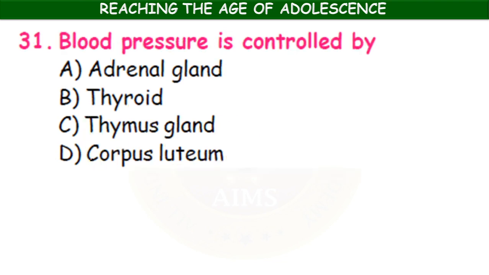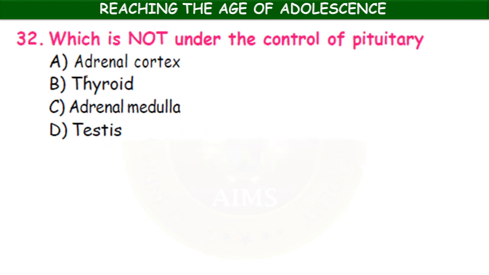The blood pressure is controlled by adrenal gland, thyroid, thymus gland, corpus luteum. It is the adrenal gland which controls the blood pressure, which is not under the control of pituitary. Adrenal gland, adrenal cortex, thyroid, adrenal medulla, testis. It is the adrenal medulla part which is not under the control of pituitary.